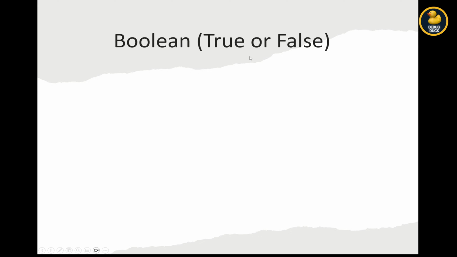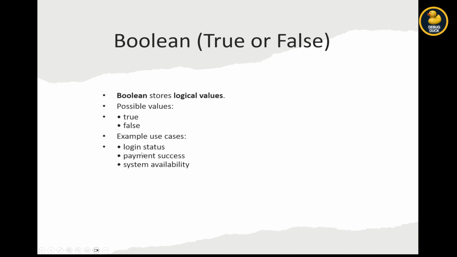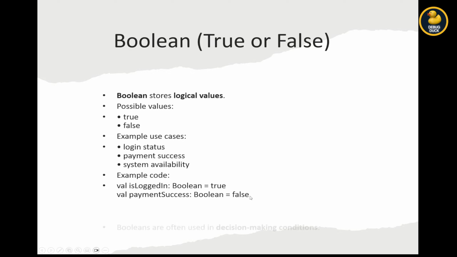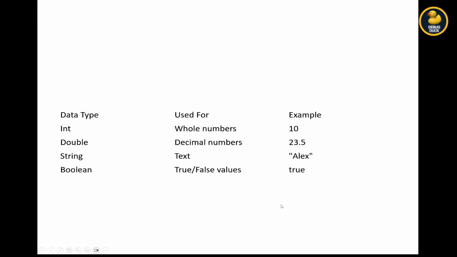The Boolean, true or false. Boolean stores logical values, possible values: true or false. Example, login status, payment success, system availability. Example: val isLoggedIn: Boolean = true, paymentSuccess = false. Booleans are often used in decision-making conditions.